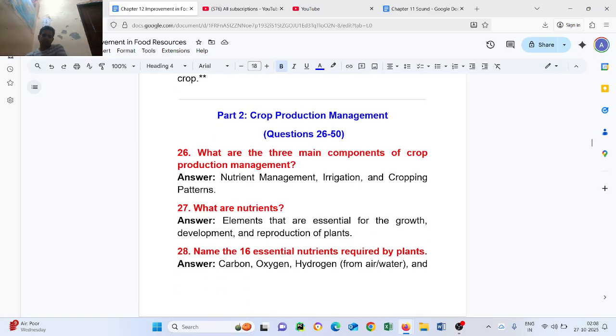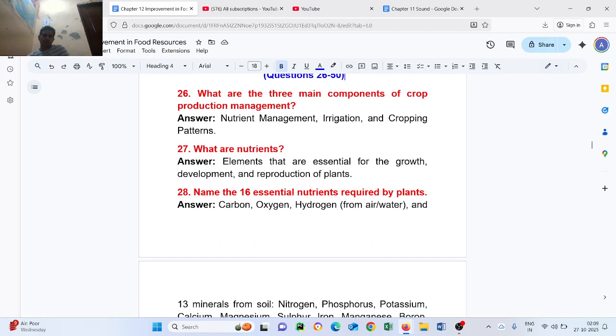Question number 27. What are nutrients? Elements that are essential for the growth, development and reproduction of plants.